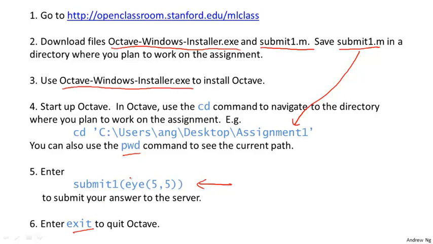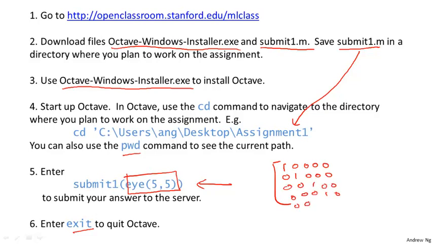You use the pwd command to see the current path, and then for this easy assignment, eye(5) generates my 5x5 identity matrix, which looks like this: 1, 0, 0, 0, 0, 0, 1, 0, 0, 0, 0, 0, 1, and so on, and this submits it to the server. And when you get the right answer, which is really just this matrix, you can hit exit to quit Octave.